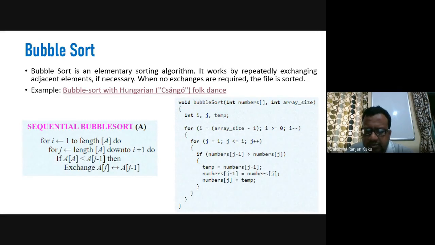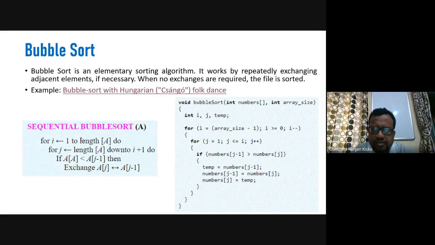That means the exchange is performed between these two adjacent elements, j minus 1 and j. So if the check is true, we assign numbers j minus 1 to temp, then we assign numbers j to numbers j minus 1, and finally we put the element from temp into the jth position. So this is the implementation of bubble sort. We can have different ways to write this program or function definition. We can also start from the left hand side, whereas here we have started from the right hand side.